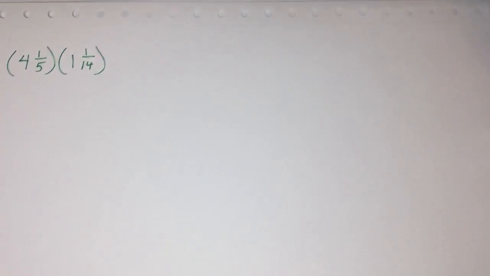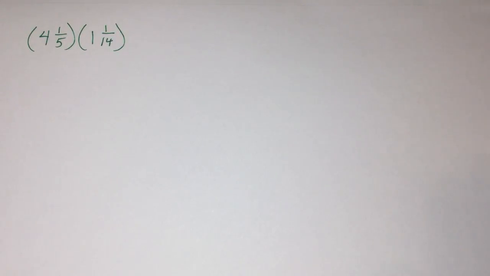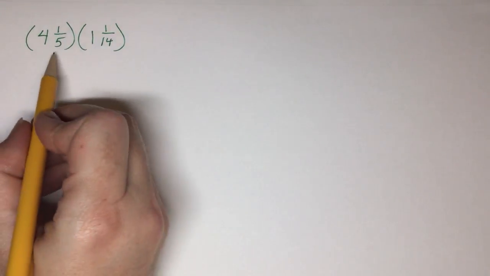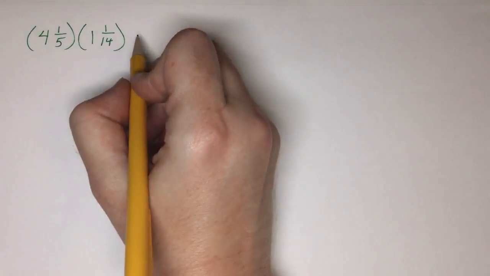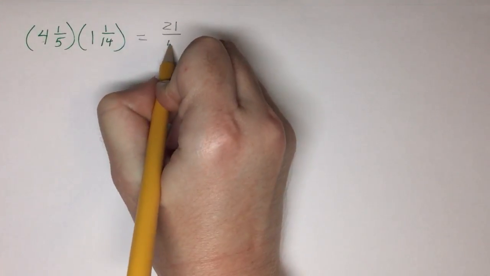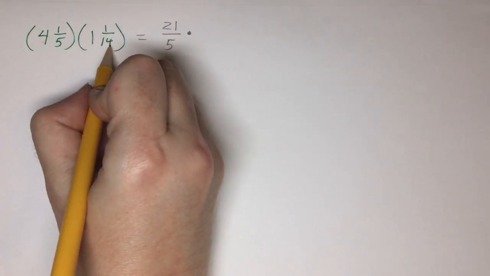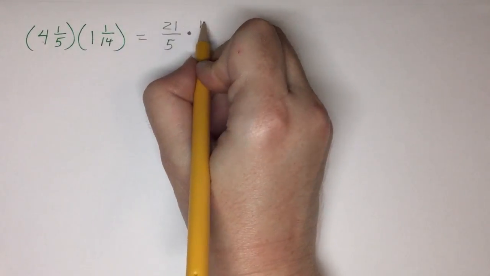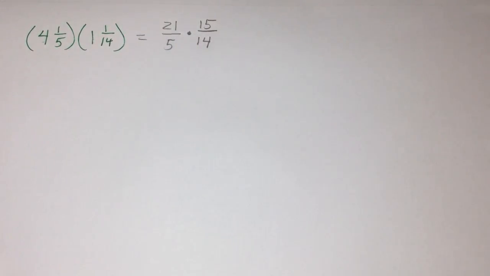With multiplication and division, there is no opportunity to use this as mixed numbers. The only way to do multiplication and division with mixed numbers is to convert them to improper fractions first. So again, I tend to think it works better to just convert all mixed numbers to improper fractions. So multiplying, I need to convert these to improper fractions. 5 times 4 is 20, plus 1, 21/5. Times 14 times 1 is 14, plus 1 is 15. So I have 21/5 times 15/14.